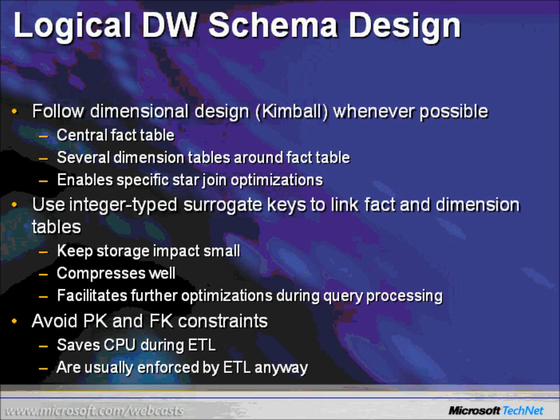You should avoid using primary key and foreign key constraints declared on the fact table. This saves CPU during your extract, transform, load process. Usually, if you declare a bunch of foreign key references from your fact table to the dimensions, yes, that is logically correct. However, it will add a lot of cost to your load process for your data warehouse. Also, you're usually doing this at the application level in your ETL process anyway, so it's kind of a wasted effort.